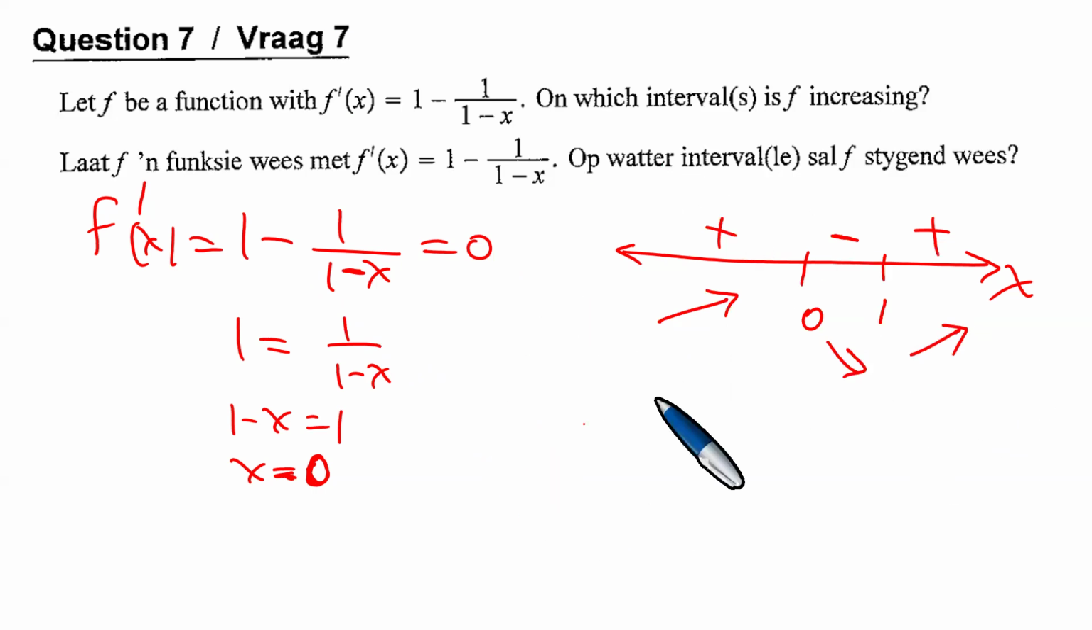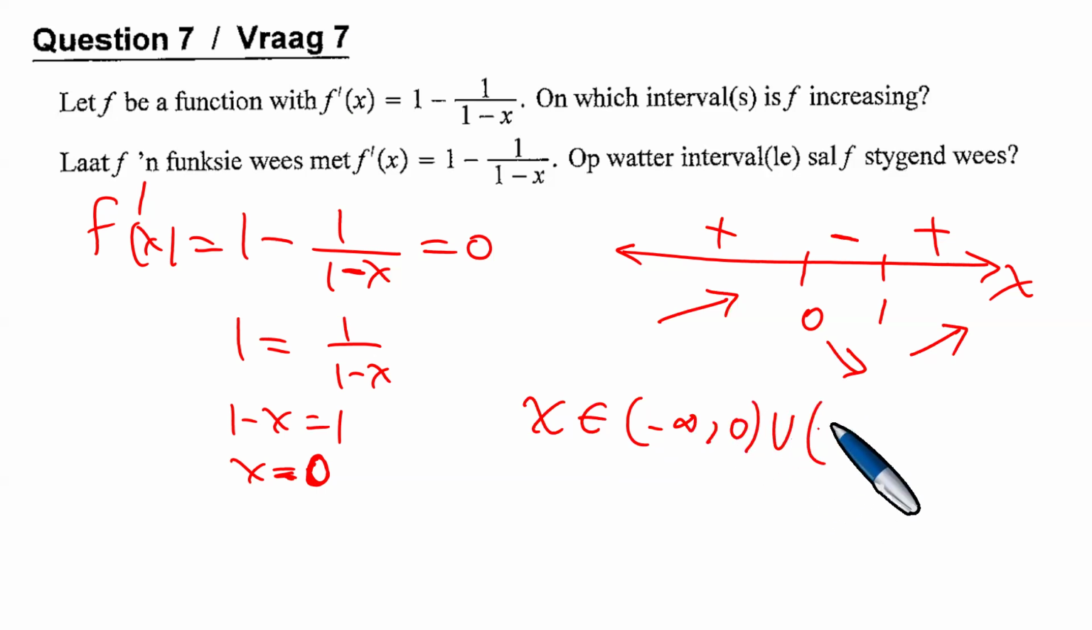So on which intervals is f increasing? We are able to see that f is increasing whenever x is an element of the interval minus infinity to 0, or you also have 1 to infinity. Any question? Any remark? This is exactly the answer, and this shows the intervals whenever f is increasing. Also, f is decreasing between 0 and 1, but that's not what we want.